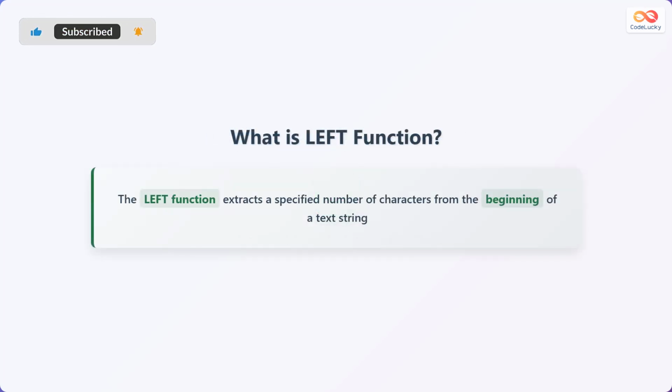So, what exactly is the LEFT function? The LEFT function extracts a specified number of characters from the beginning of a text string. It is very useful if you want to get a substring from a string starting from the leftmost character.